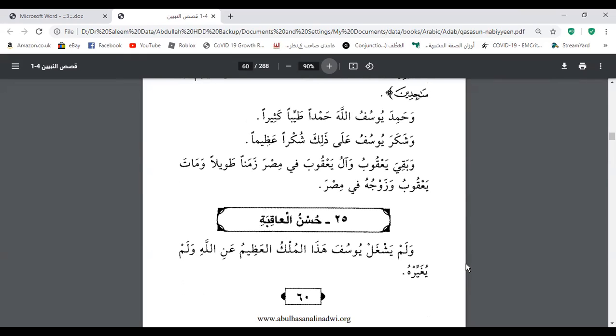وبقي يعقوب وآل يعقوب. And Yaqub alayhi salam stayed, and the children of Yaqub alayhi salam stayed في مصر, in Egypt, زمنا طويلا, for a long time. ومات يعقوب, Yaqub alayhi salam then passed away, وزوجه في مصر, while his wife was in Egypt.